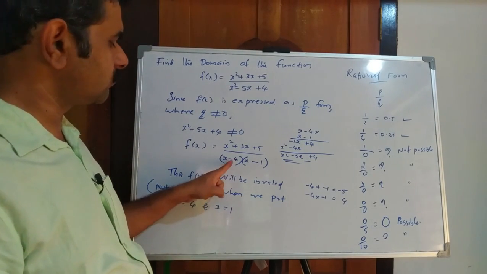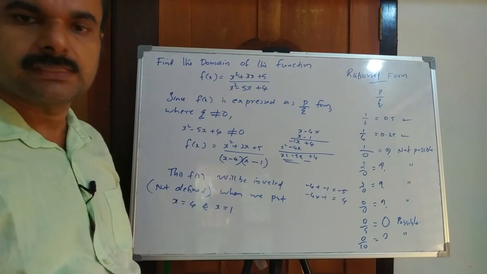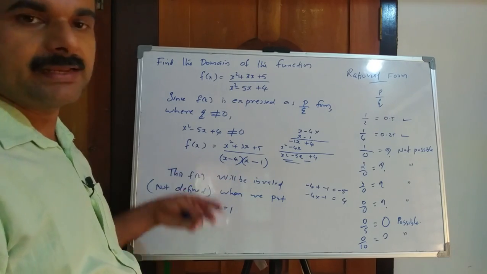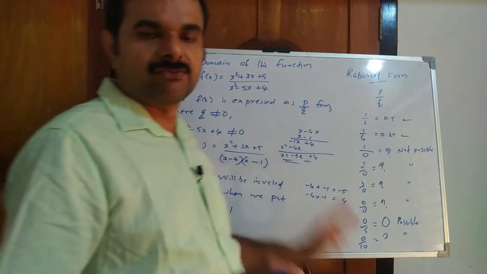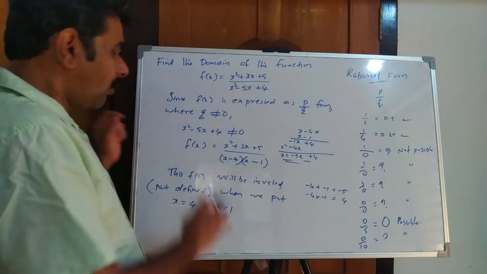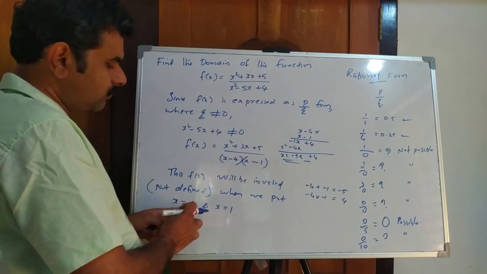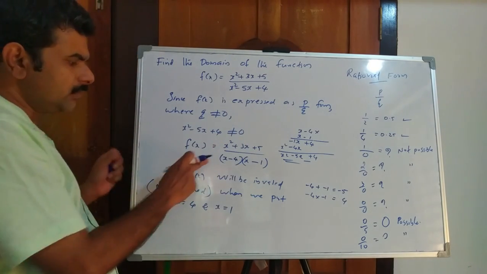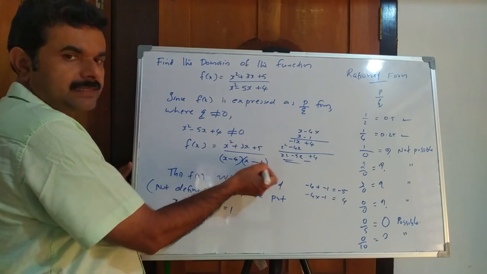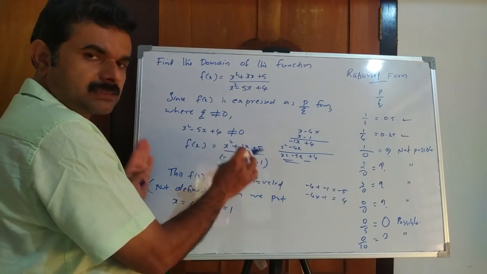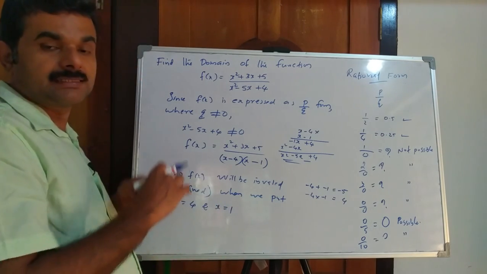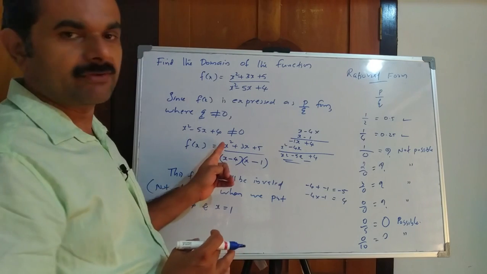You can't put x is equal to 4 and x equal to 1, isn't it? When you substitute x is equal to 4 and x is equal to 1, this function will be invalid, a not possible or not defined form. All other numbers other than 4 and 1 can be substituted. You can substitute x equal to 0. 0 minus 4 is minus 4, 0 minus 1 is minus 1, so minus 4 into minus 1 is plus 4, no problem. But you can't substitute x equal to 4 and x equal to 1. All other real numbers are possible, isn't it?